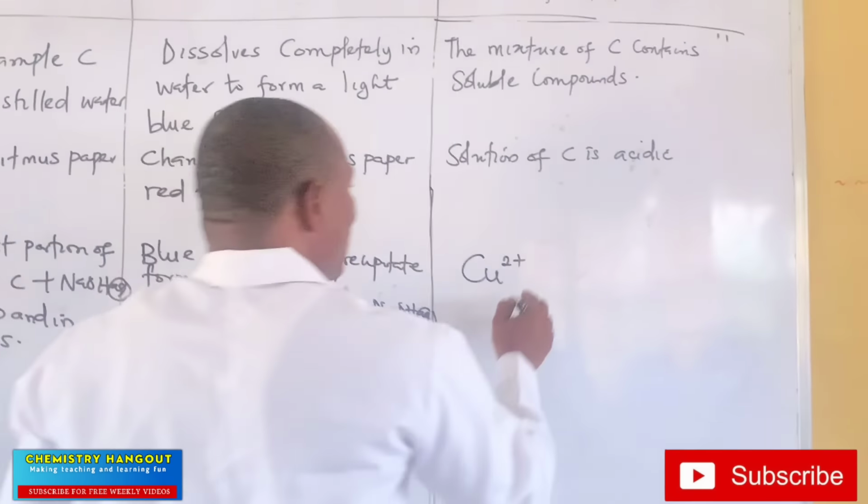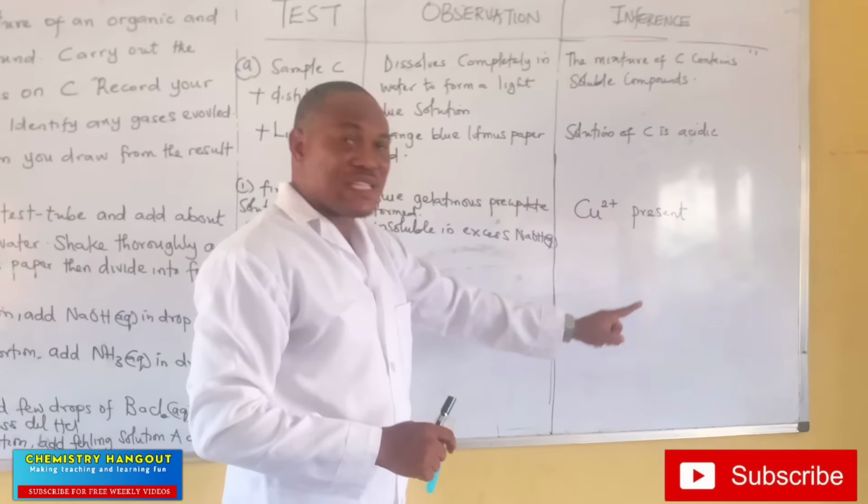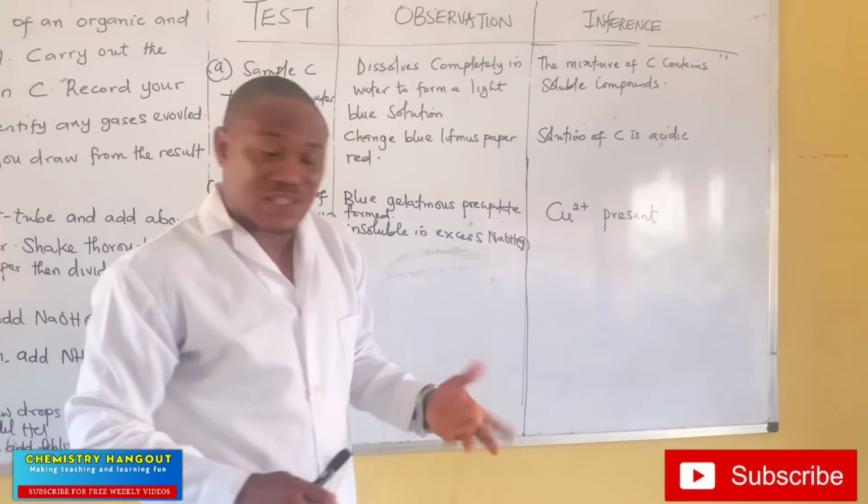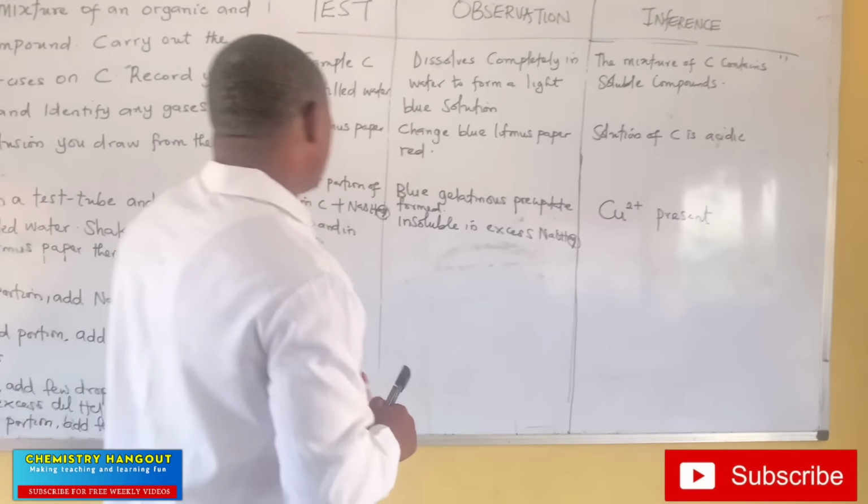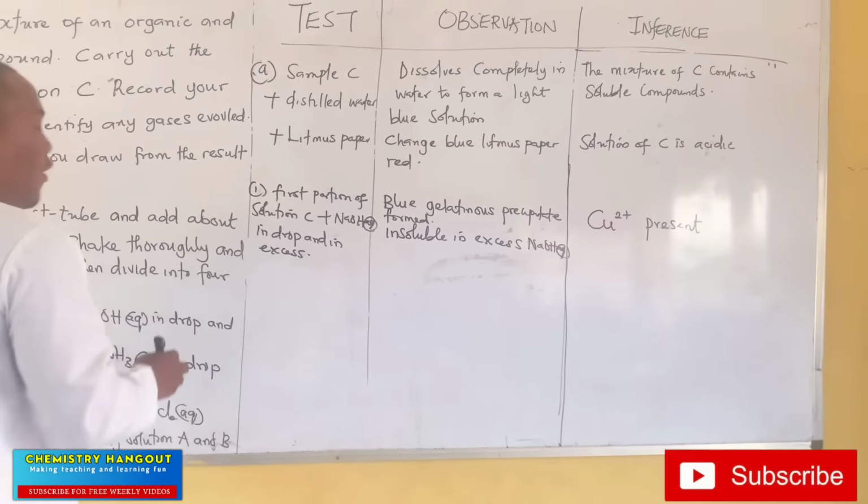copper 2. Please, the ions, the valencies are important. If you write just copper, you have written the element copper, and that will be very, very wrong. So note the ions: there is copper 2 present, because you can have copper 1, right? So it's copper 2 present. Did you get that now? So that is that for this.